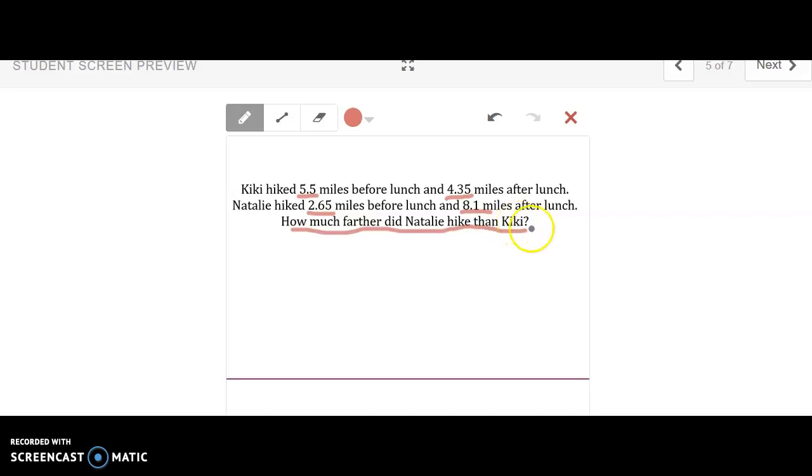So next I need to come up with a plan, right? I need to find out how much Kiki hiked in all, and then how much Natalie hiked in all, before I can find out how much further Natalie hiked. So let me add together. I'm going to add how much Kiki hiked before and after lunch, and then I'm going to add how much Natalie hiked before and after lunch.